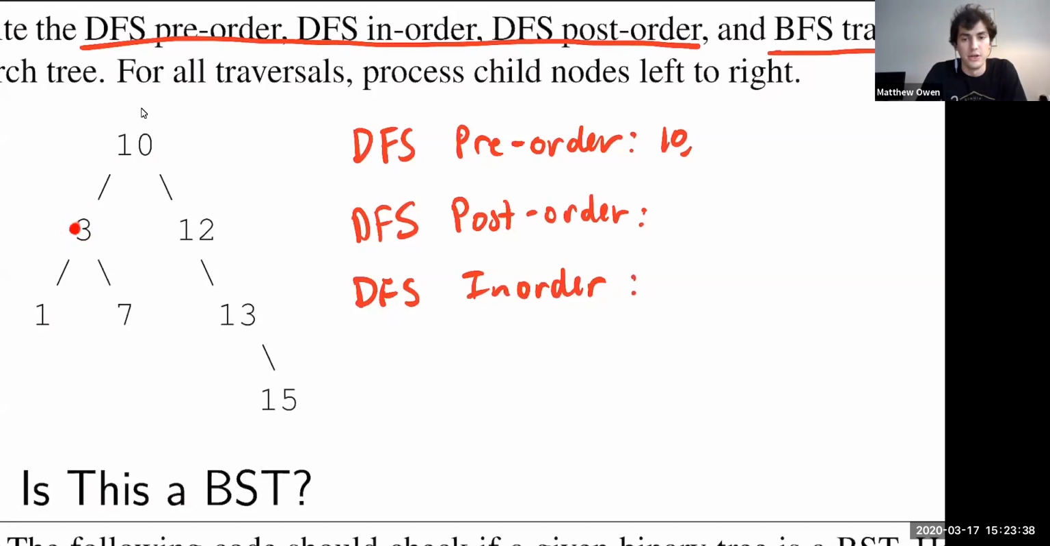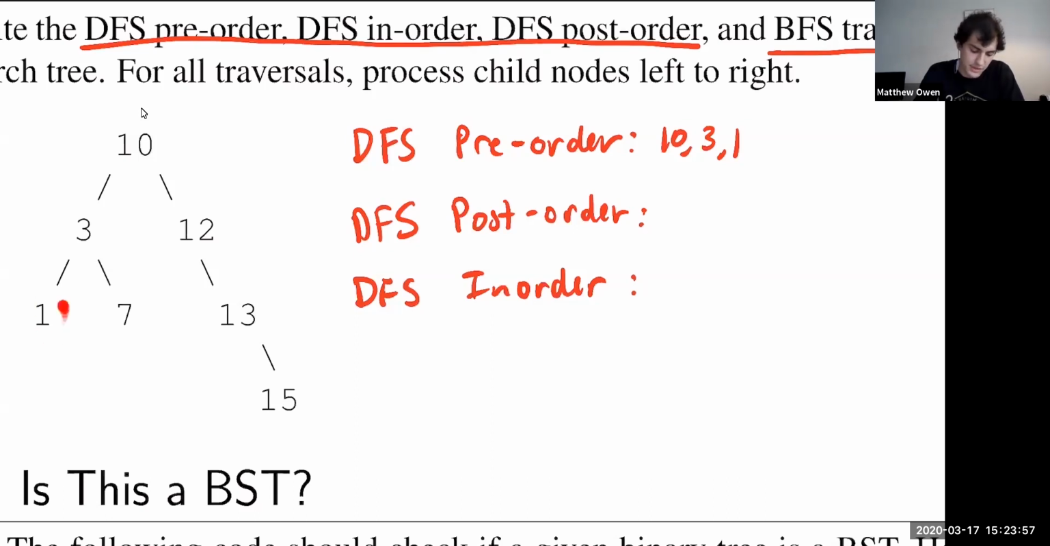Now we're at 3. When we're at 3, what should we do? We see the 3, so we should add it to our pre-order. From here, again, we go down to the left. When we go down to the left, we see the 1. Once we see the 1, we should add it to our DFS pre-order. So in this case, we've made it all the way down, so we see 10, 3, 1.